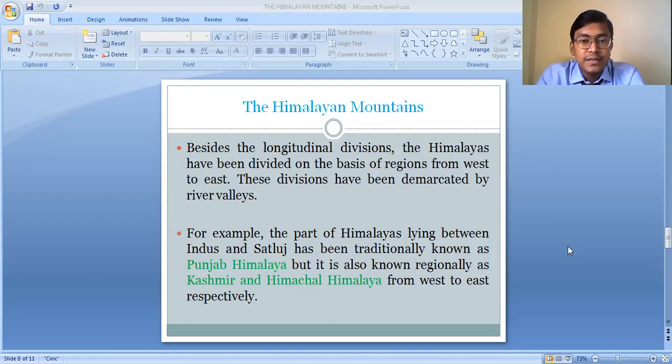Besides the longitudinal divisions, the Himalayas have been divided on the basis of regions from west to east. These divisions have been demarcated by the river valleys, and the divisions of the Himalayas have been done on the basis of the rivers. Here you can see many rivers flow through the Himalayan part, like the Indus, the Satluj, the Kali, the Tista, the Brahmaputra and all. So on the basis of the flow of the rivers, the Himalayas are divided into a few divisions.